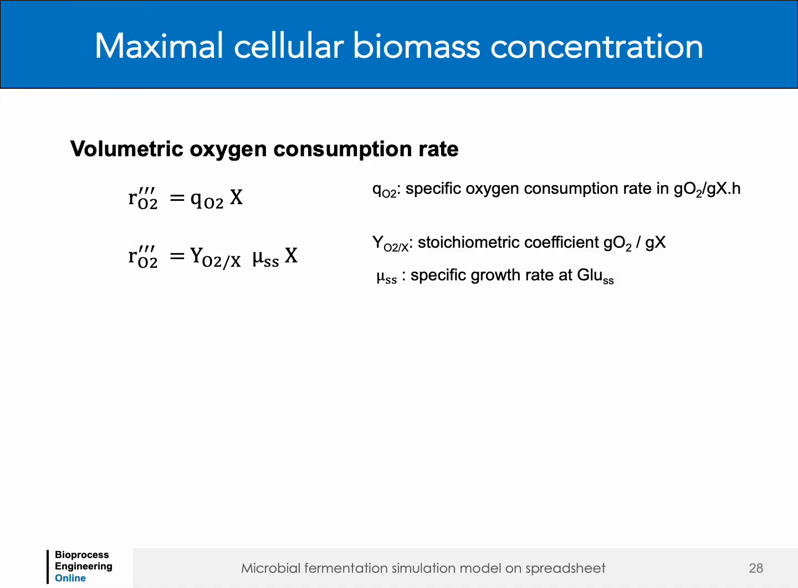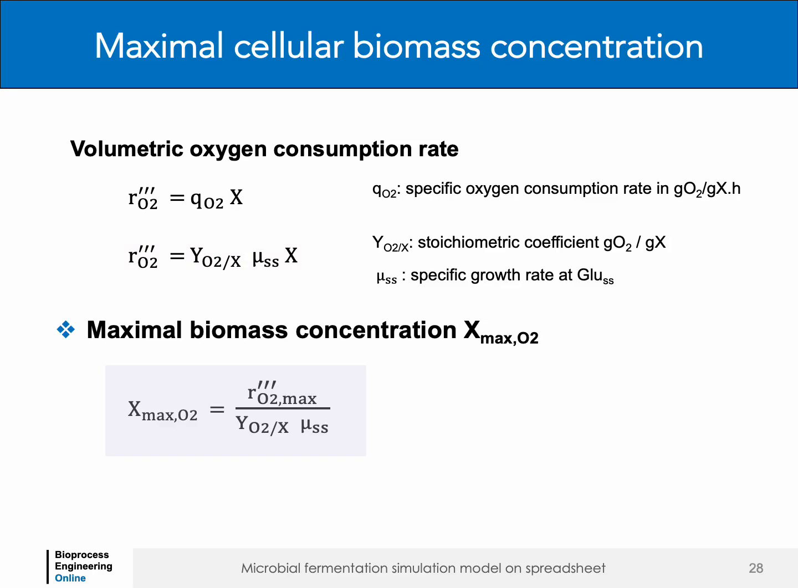From the maximum oxygen consumption rate, it is possible to evaluate the maximum biomass concentration that can be reached in the fermenter. The volumetric oxygen consumption rate, RO2 max, is equal to the product of the specific oxygen consumption rate, QO2, and the biomass concentration, X. It can therefore be expressed as the product of the stoichiometric coefficient, YO2/X, the steady-state specific growth rate, μSS, and the biomass concentration.